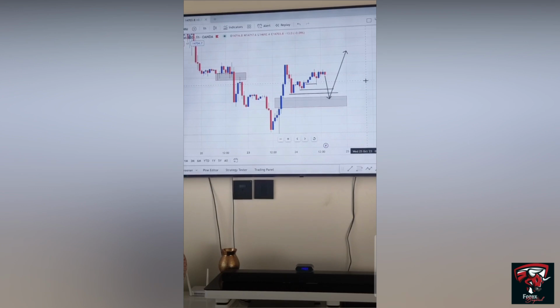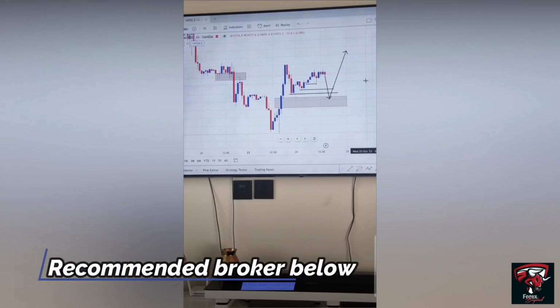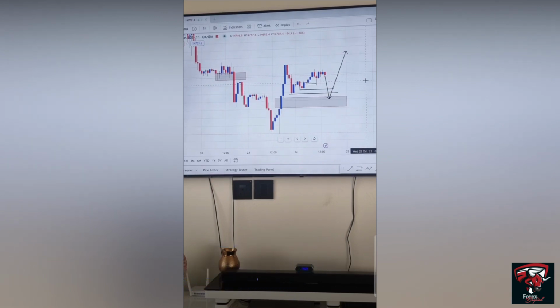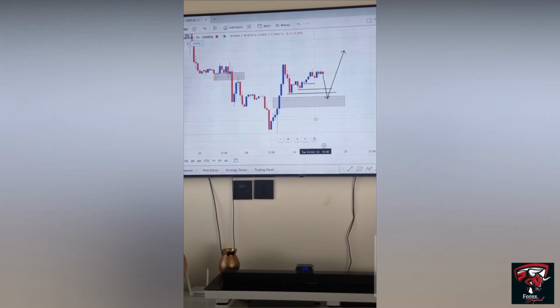Remember, a low gets protected, so they've eliminated enough orders to no longer protect that low. All right, let's get back in. Okay, so this could give an understanding of what price wants to do.